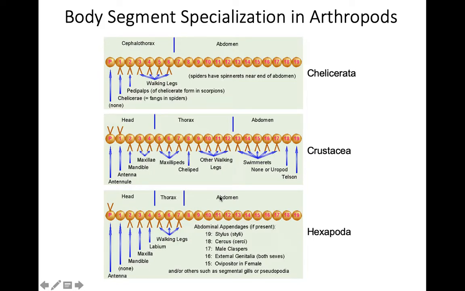And there's a similar pattern of fusion of body parts in each of these different groups. So chelicerates do it differently than crustacea, and hexapods do it differently as well. Again, but all of this reflects this process of tagmosis.